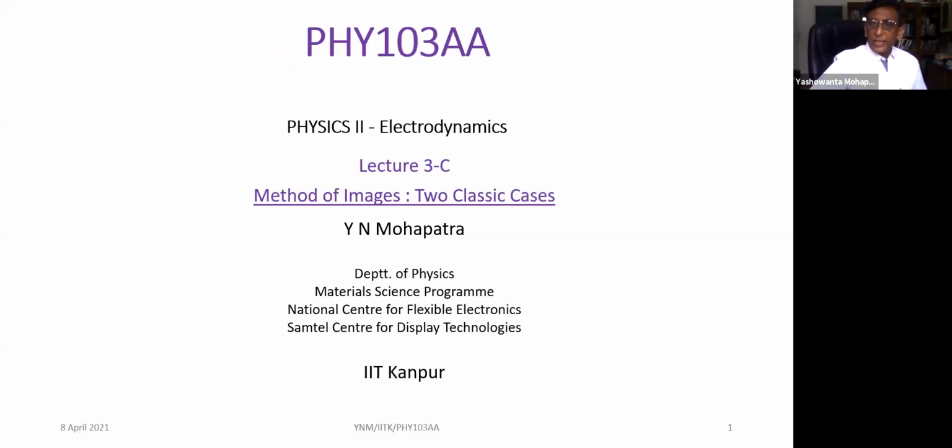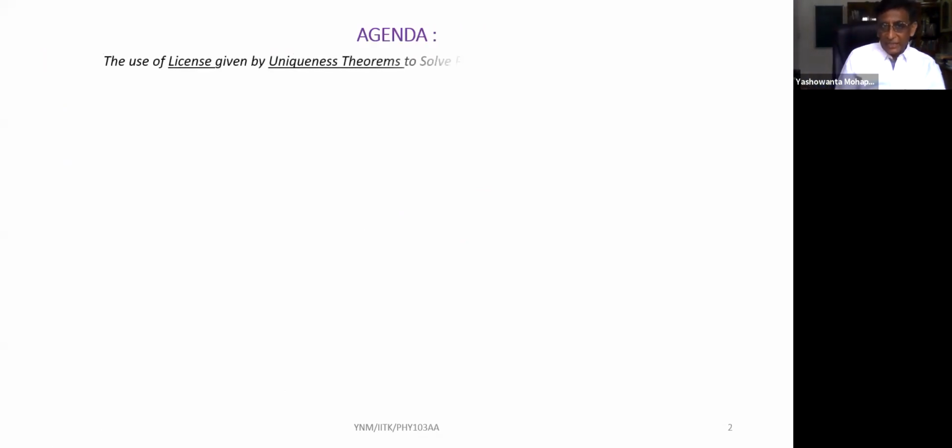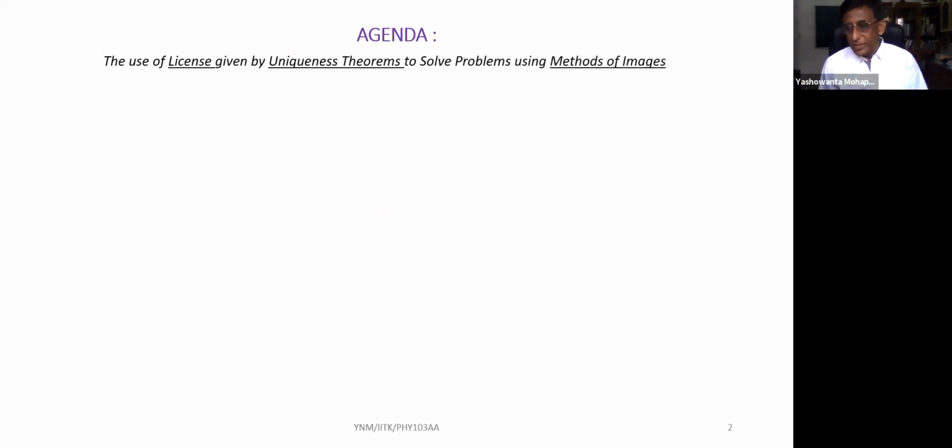Okay, so this is lecture 3C. Next topic is the method of images, and I'll briefly describe two classic cases, which is allowed because of the uniqueness theorems that we have discussed so far. The agenda is to use the license given by uniqueness theorems to solve problems using method of images.